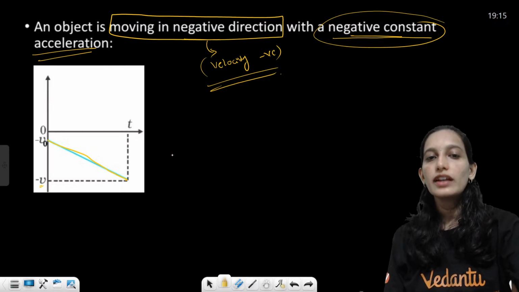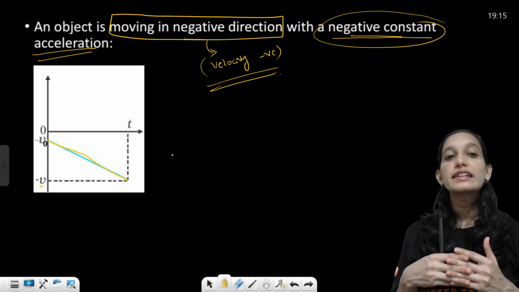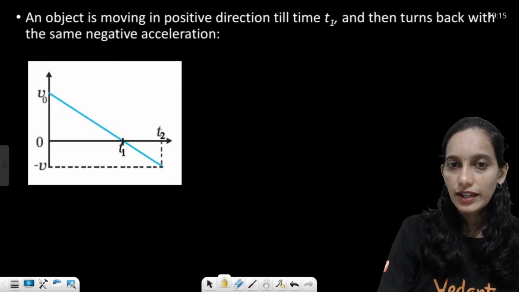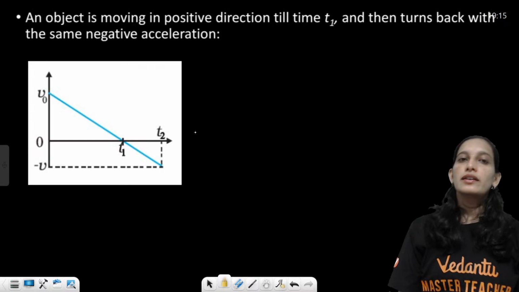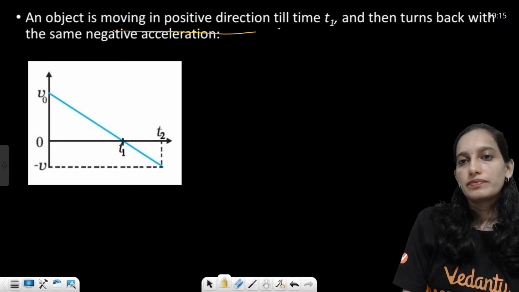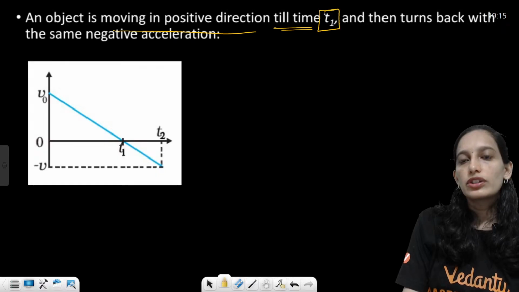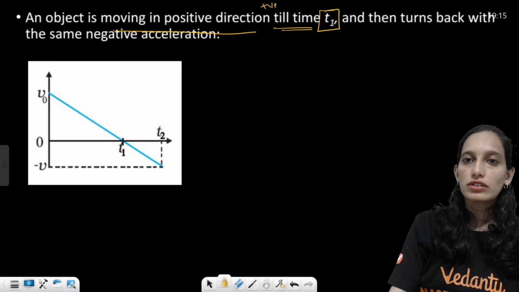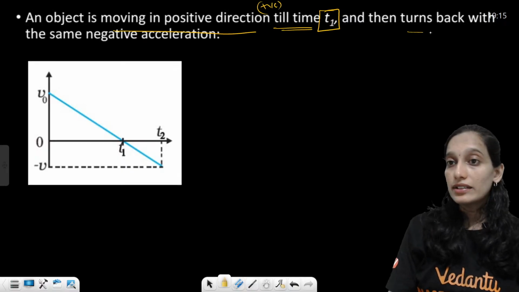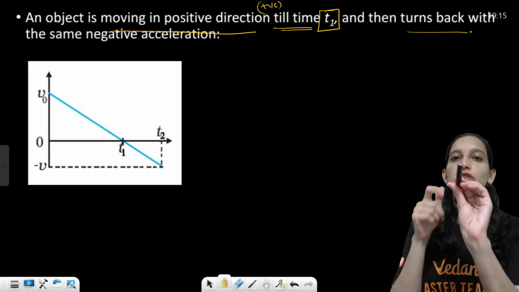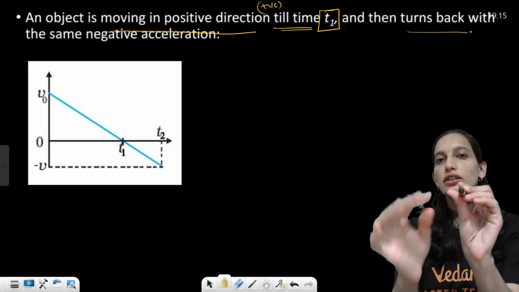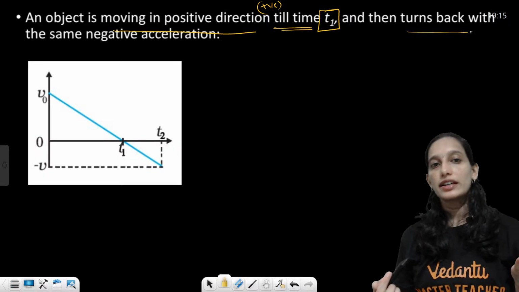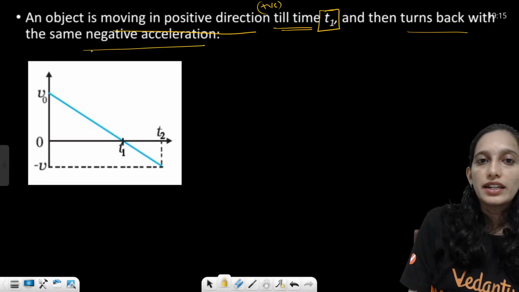Okay, as the time passes, velocity is increasing in the negative direction. So this is another case, and one more case we can take, that is an object is moving in positive direction till t1. Till the time t1 the object moves in the positive direction, which means the velocity is positive. Then it turns back, so if initially it was moving like this, I am assuming it has a positive direction, then the object comes in this direction, so that is my negative direction, so velocity becomes negative with the same negative acceleration.